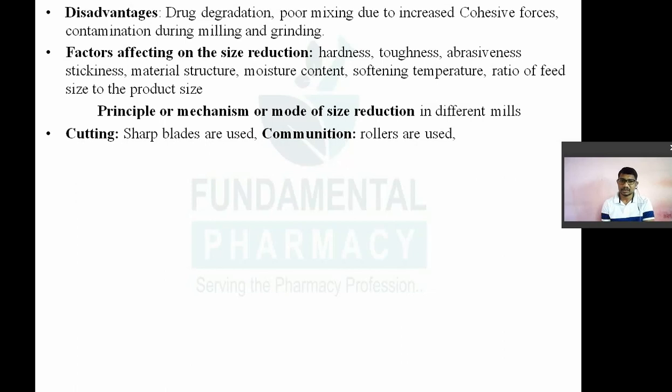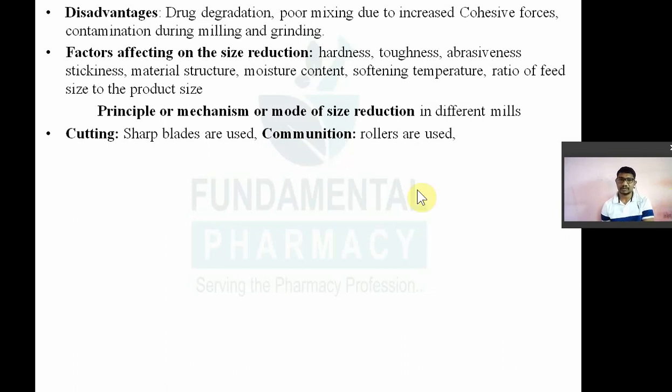That is cutting. What is compression? Compression means breakdown of original material into smaller particles by pressing between two rollers. That is known as compression. So cutting, compression. Okay, cutting, compression.